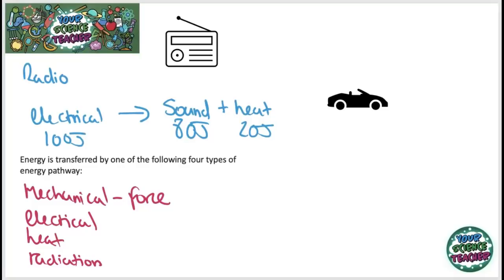Here I've got a car as well, and cars more often than not run off petrol or diesel, and this is an example of a chemical energy store. Now, what we do with this chemical energy is we burn it and we convert our chemical energy into kinetic, and also it's going to give out a little bit of wasted heat and sound.